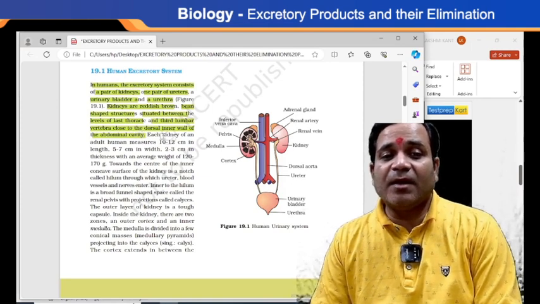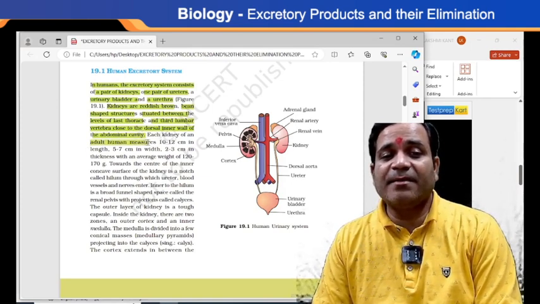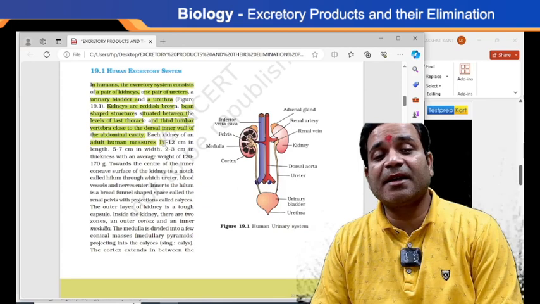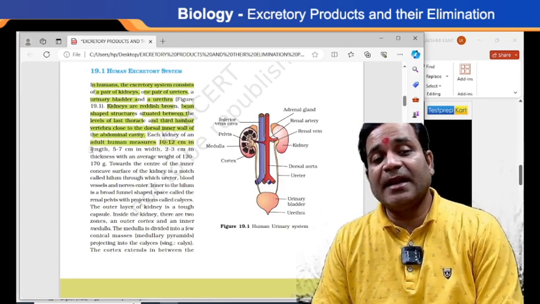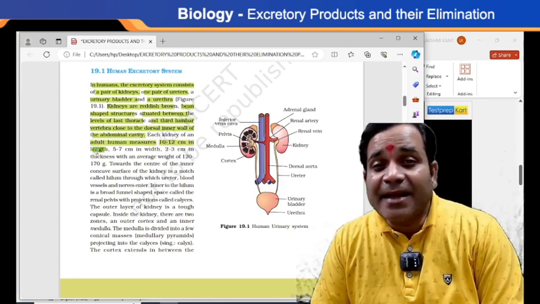Correct? Now each kidney in an adult human measures how many centimeters? 10 to 12 centimeters in length, my dear. This is the important thing. Underline it in your NCERT.